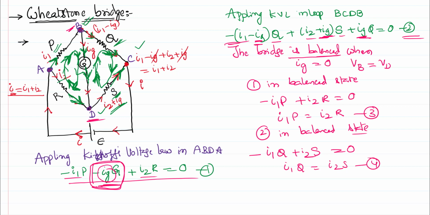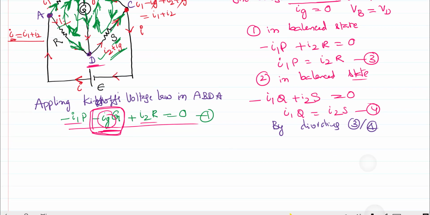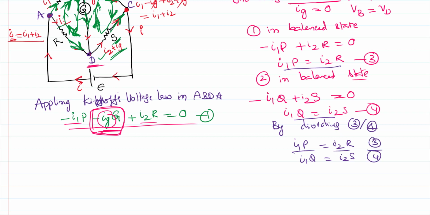Let us simply divide these two equations. What happens if I divide equation number 3 by 4? Let me scroll a little up. This is equation 3: I1P equal to I2R. This is equation 4: I1Q equal to I2S. 3 by 4: I1 gets cancelled, I2 gets cancelled. Then the conclusion is P by Q equal to R by S.